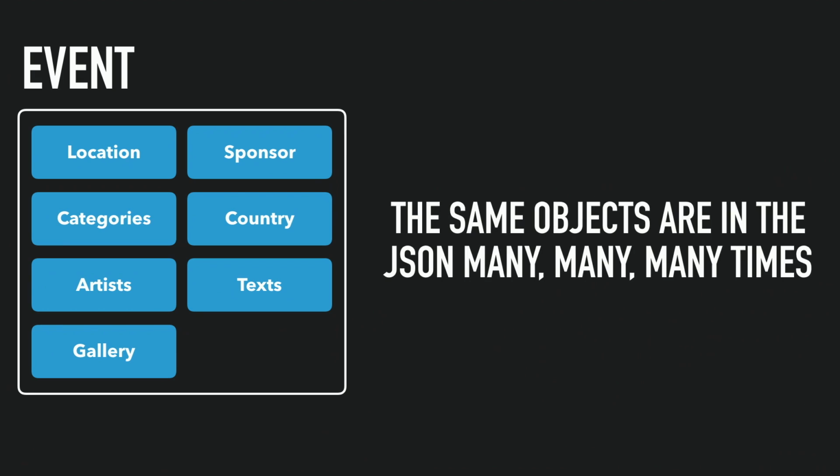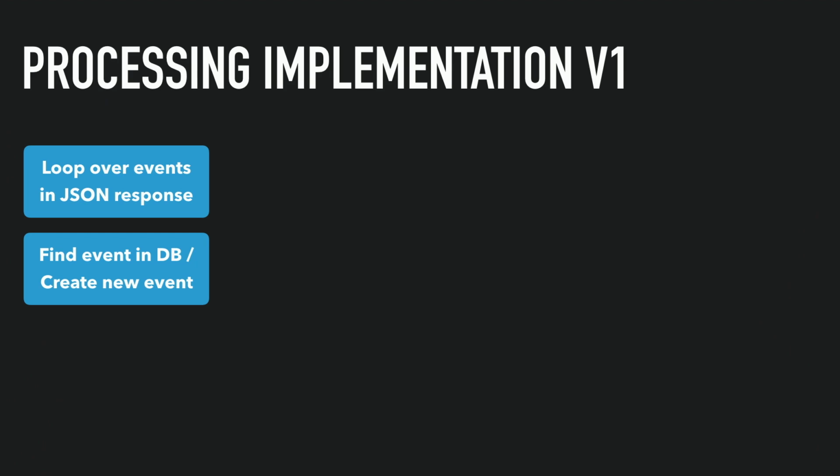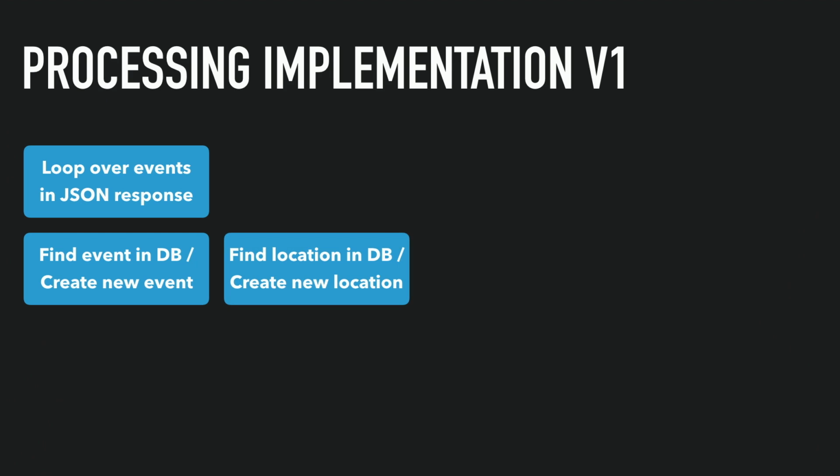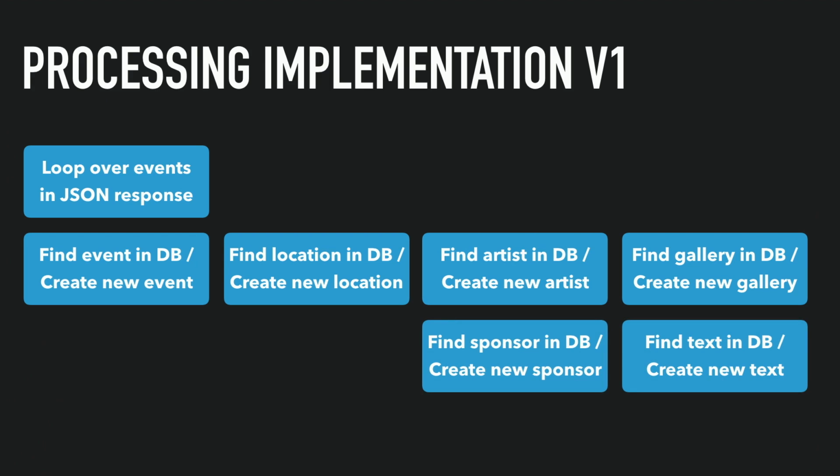The first time I kind of ignored this fact. I was like, you know what, parsing JSON, looping over a bunch of things, it's fast enough, right? I mean, come on, how slow can it be? So I would just loop over the events in the JSON response. I would just find the event in the database or create a new event if it wasn't there yet. Find the location in the database or create a new one, etc. So I was hitting the database again and again and updating the same object over and over again.